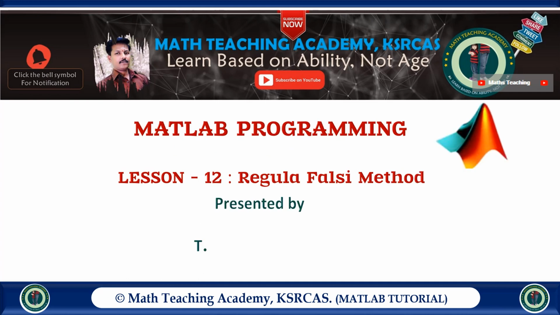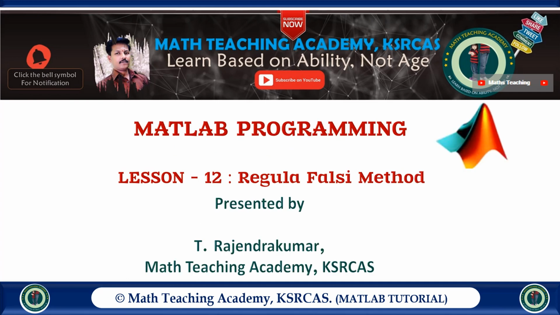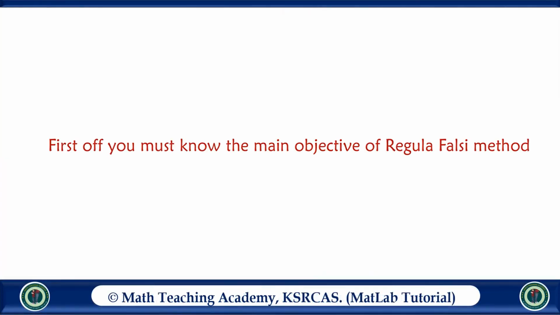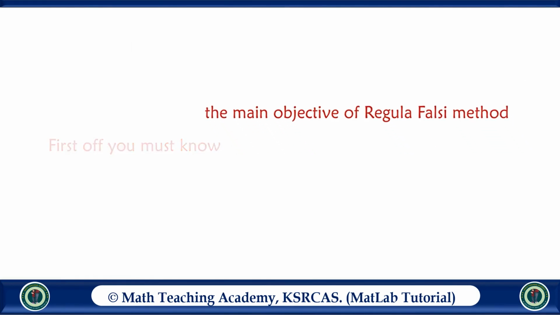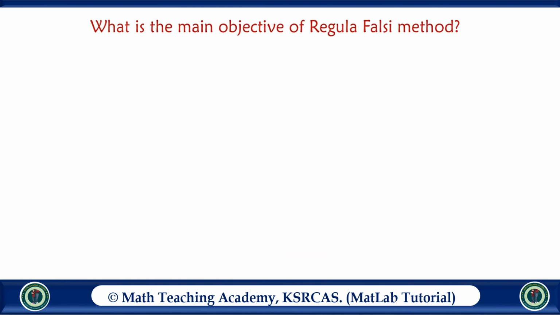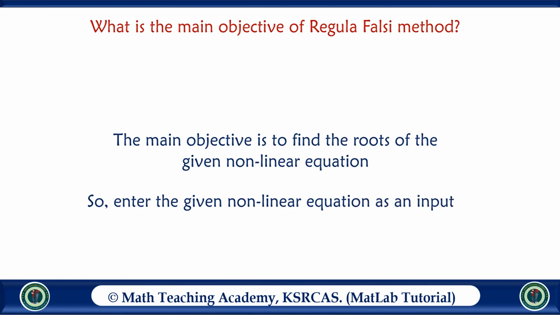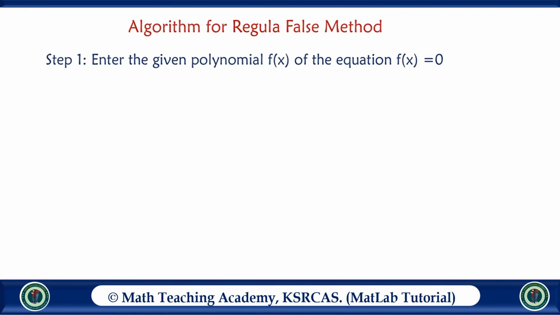Here in this video, today we are going to look at the Regula-Falsi method. First off, you must know the main objective of the Regula-Falsi method. What is the main objective? The main objective is to find the root of the given nonlinear equation. So, enter the given nonlinear equation as an input. So, step 1 becomes: enter the given polynomial f of x of the equation f of x equal to 0.